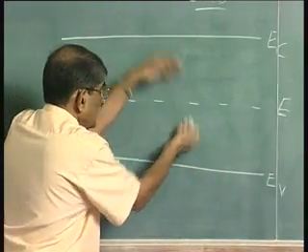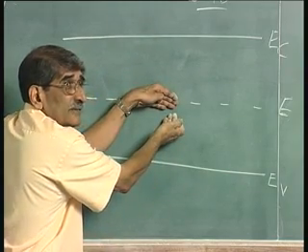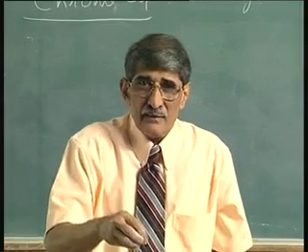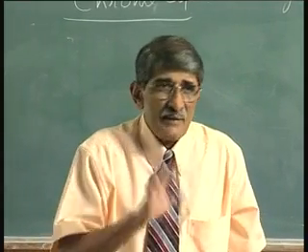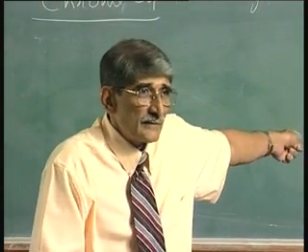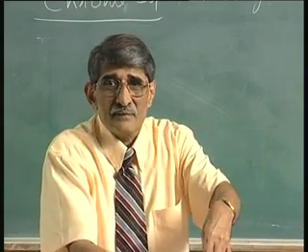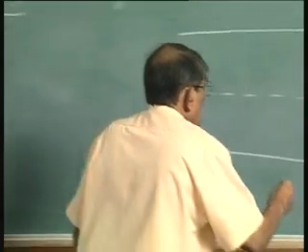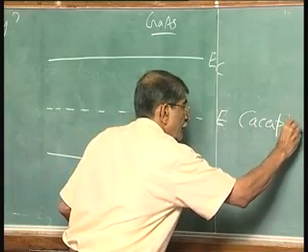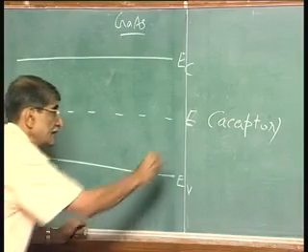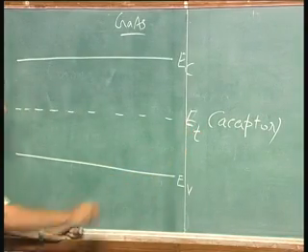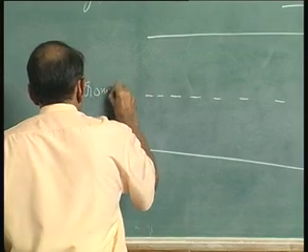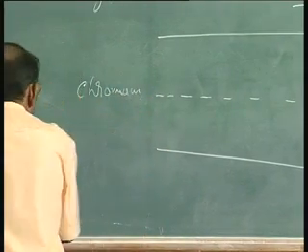Deep level meaning lying deep from the conduction band or valence band. Please understand, deep level does not mean the impurity is lying deep. Deep level means, as far as the energy band is concerned, it is away from the conduction band or valence band, closer to the center of the forbidden gap. So, the acceptor ET, that is chromium, gives rise to this level. I think we write that.